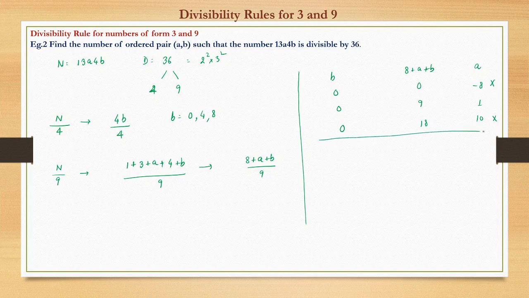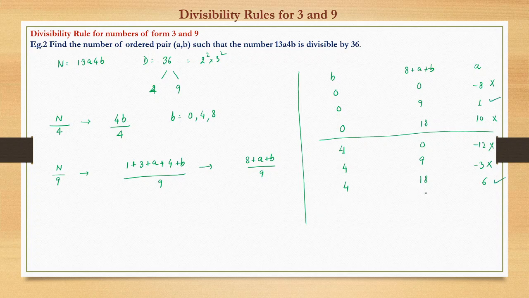Now we will check another case, that is B equal to 4. If B is equal to 4 and again 8 plus A plus B is 0, then A will be minus 12, negative, not possible. If we take 9, then it becomes 8 plus 4 is 12, so here A is minus 3. Again this is not possible. Now 18, if we check, may be feasible. It becomes 8 plus 4 is 12, so A becomes 6. This is a possible case.